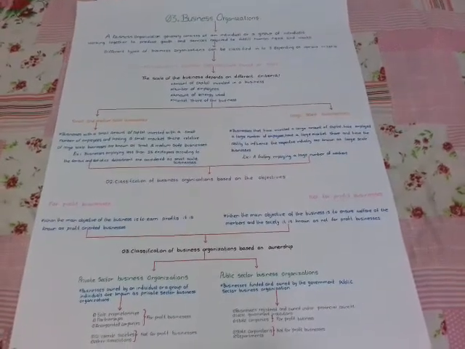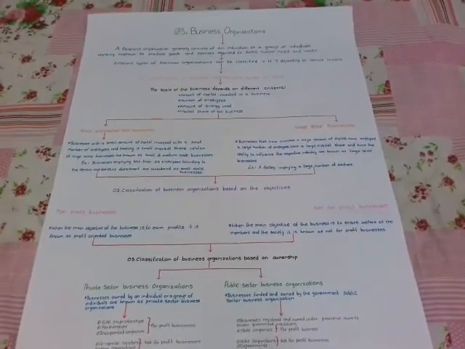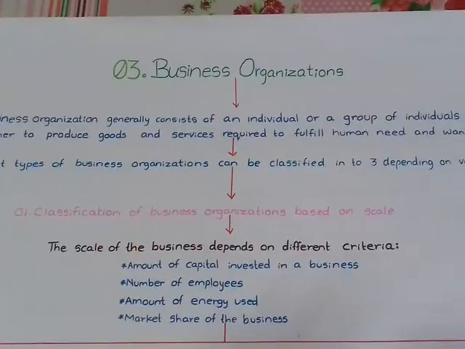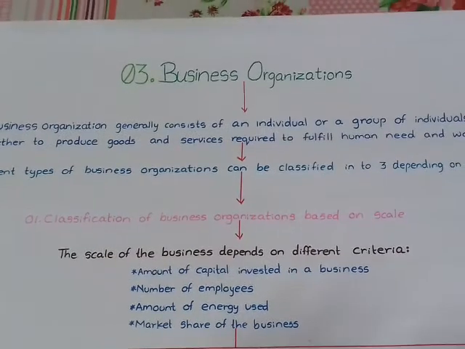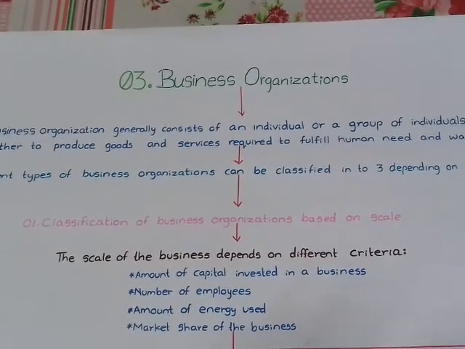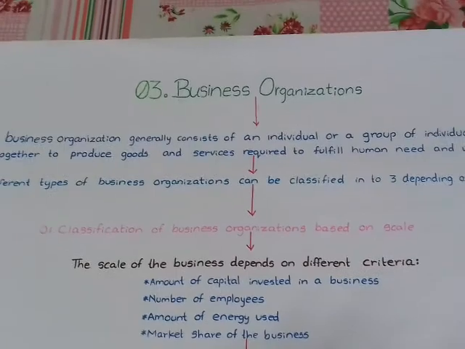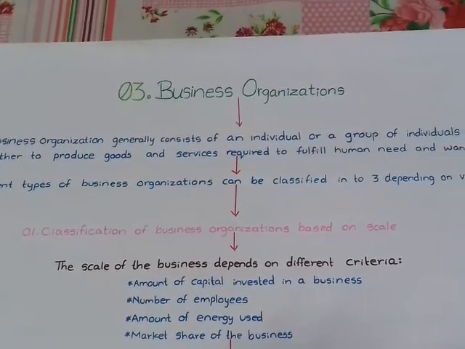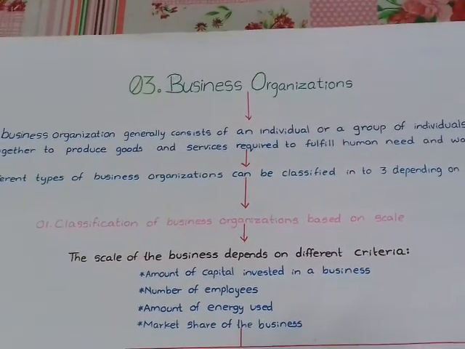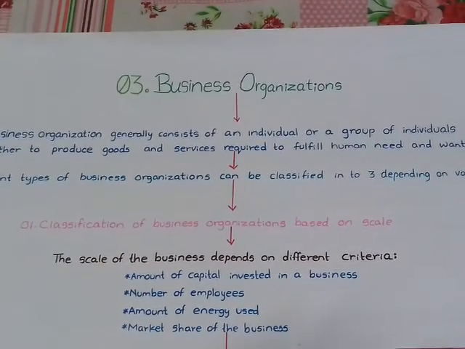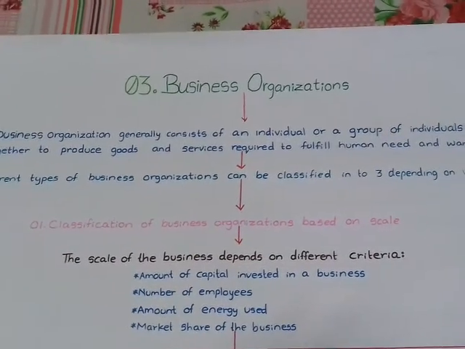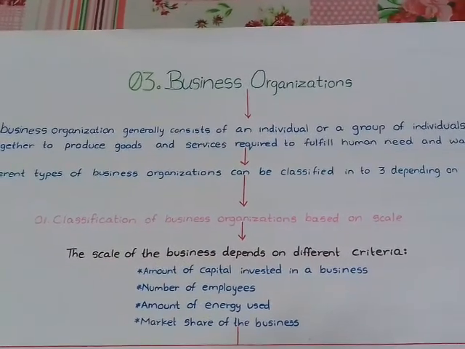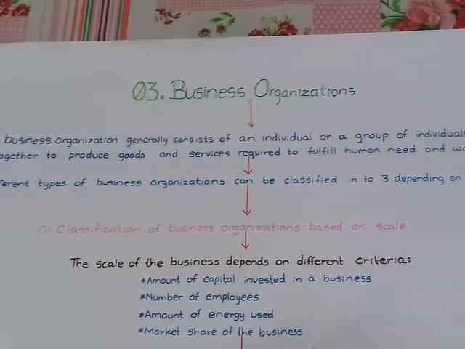As you can see here, these are the three classifications of business organizations. The first classification is based on scale. The scale of a business depends on different criteria. What are they? The amount of capital invested in a business, the number of employees, the amount of energy used, and the market share of the business.